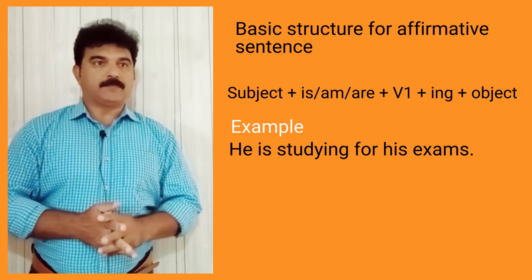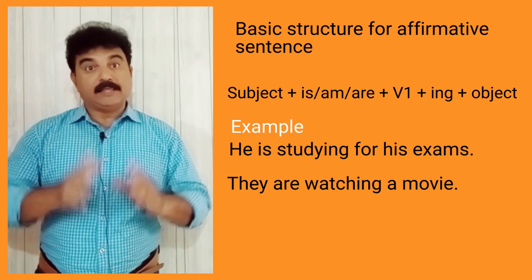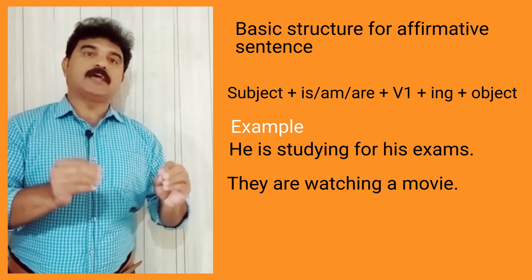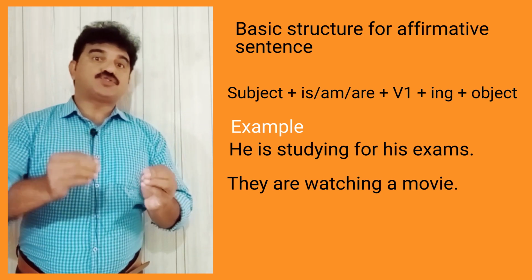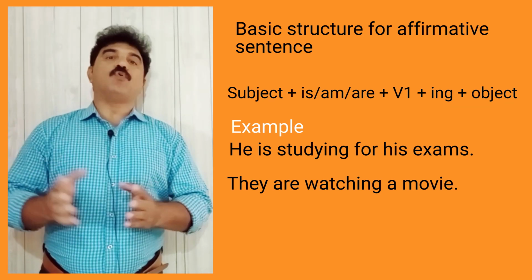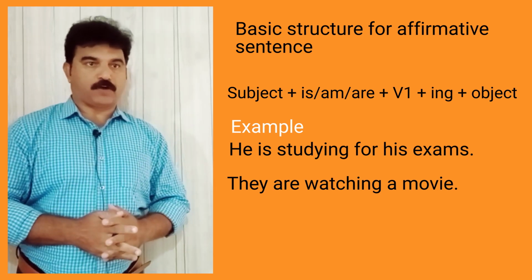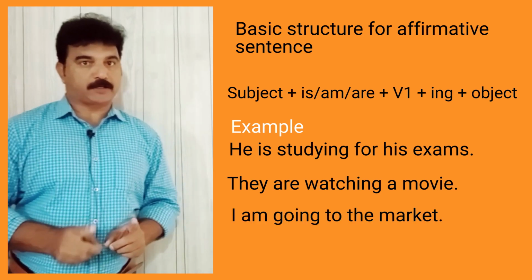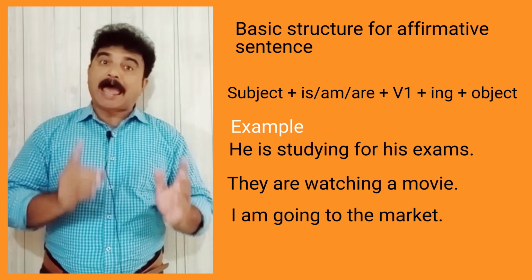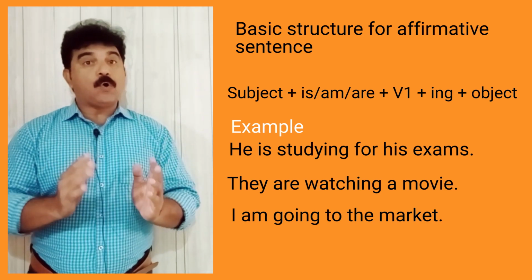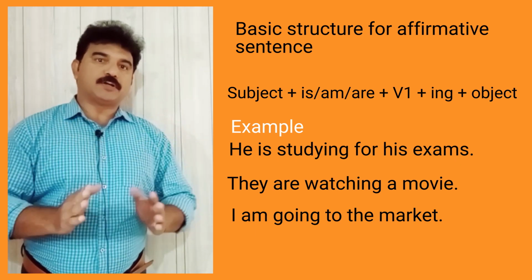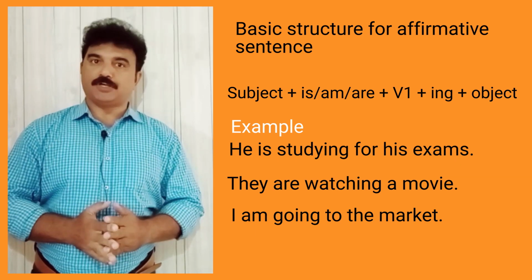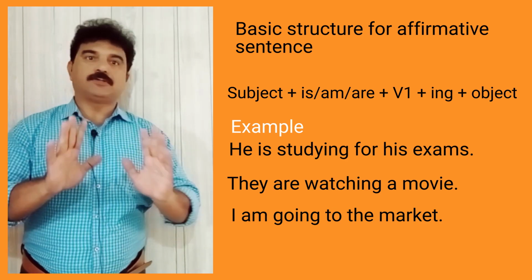One more sentence I will say. They are watching a movie. So here they is the subject, are of course the auxiliary verb, watch plus ing, watching. A movie becomes the object there. One more example for affirmative sentence. I am going to the market. So here I becomes the subject. Am, of course, is the auxiliary verb. Go plus ing, going. To the market becomes the object. I hope you understood how to use present continuous tense in affirmation. If you learn this basic structure, you can never make a mistake.